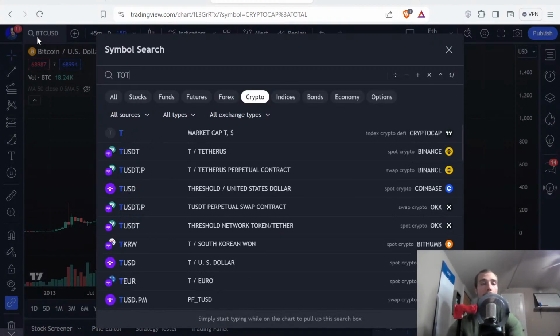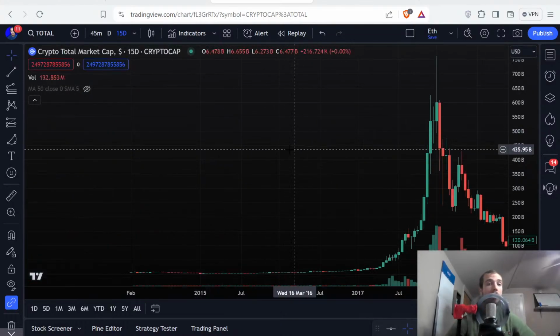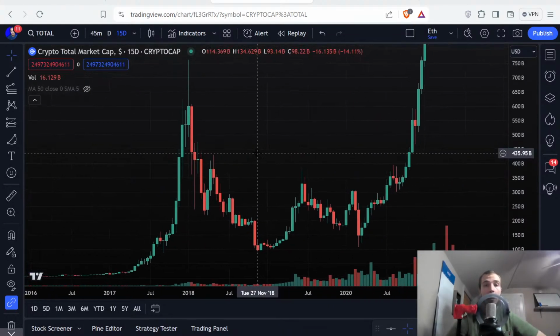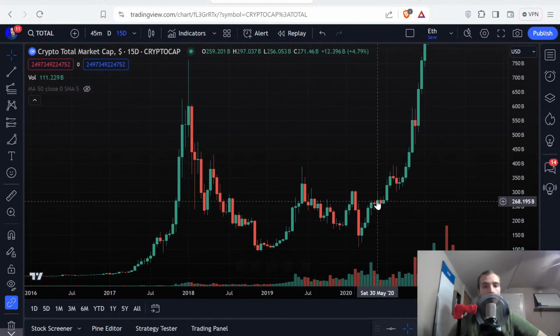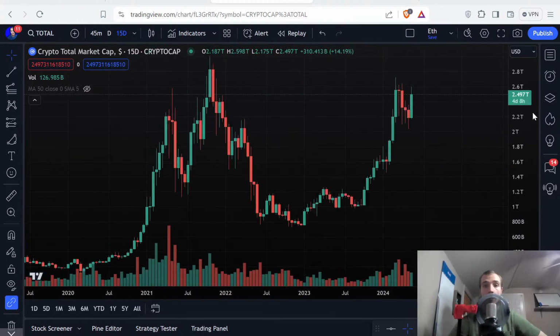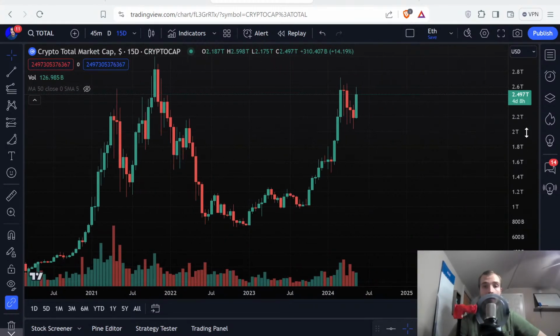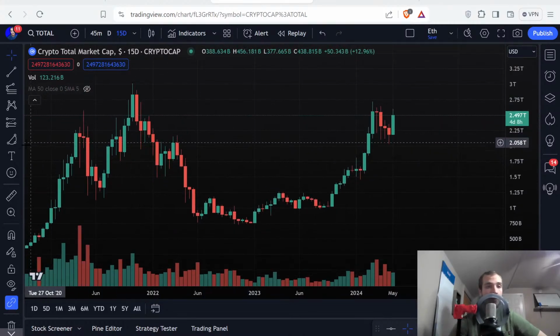Before I show you what happened on Bitcoin and what exactly it looked like, let's go back over to the crypto total market cap. Here's one example of a rounded bottom. The bottom was a little bit more volatile, but still, look how perfect that is. But this is what's going on right now. I mean, look how perfect that is.